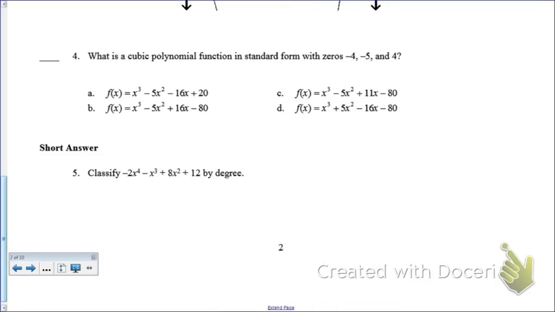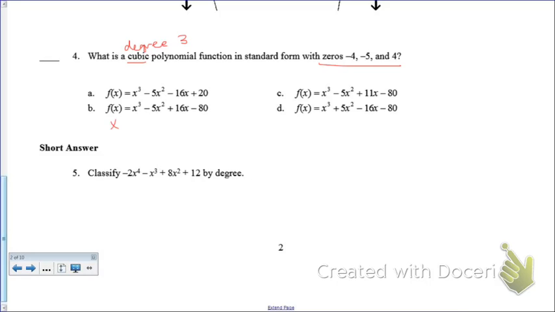Okay, number 4, it says, what is a cubic polynomial function? So a cubic means that we're going to have a degree of 3 for this function. And it also tells me that I'm going to have 3 solutions. It tells me that I have 3 zeros. Those are 3 real solutions. So I'm going to take those solutions, write them as factors, and then multiply them out to get my polynomial.